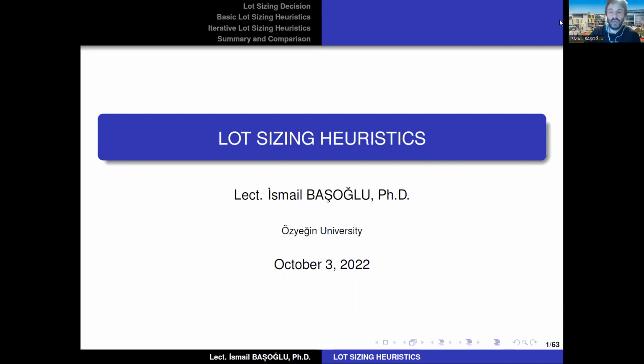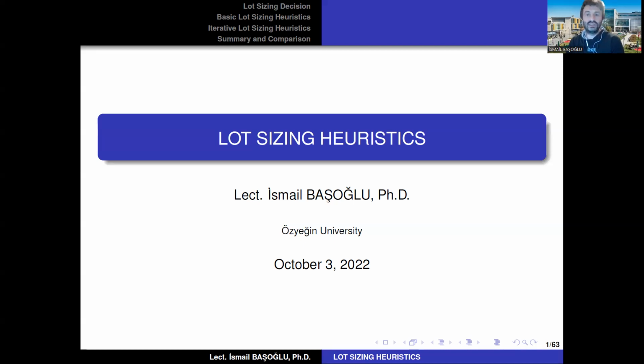So we have approached the load sizing problem with optimal solution algorithms. We have developed an integer programming model for the load sizing problem. We have also developed a dynamic programming model, which is also named the Wagner-Whitin algorithm. And we have tried to solve this problem optimally.